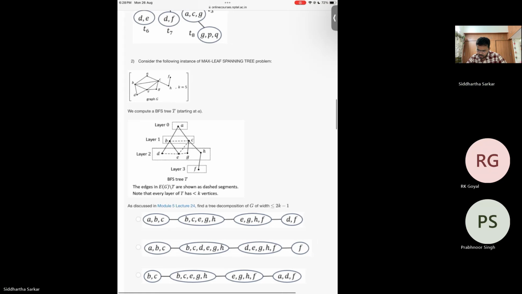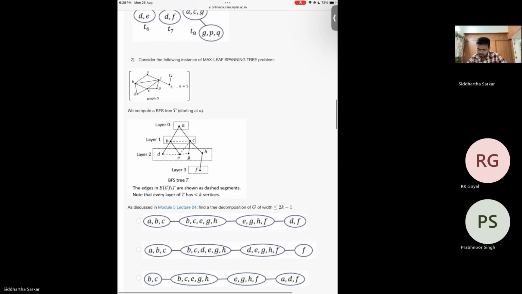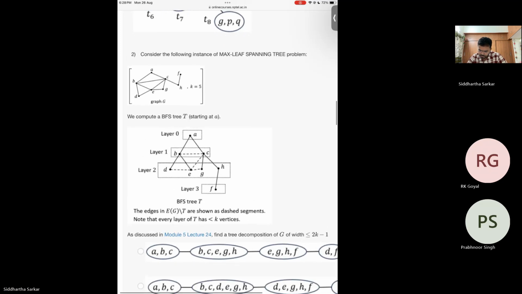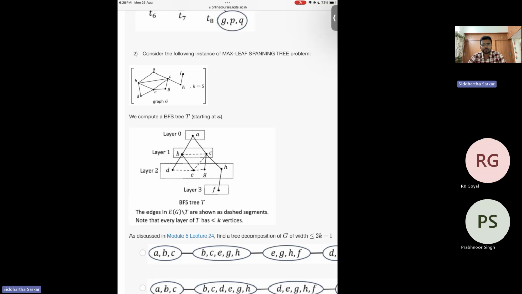So let's move to the next question. This is a problem called the max leaf spanning tree problem. So you are given this graph G, and there is an integer K, which is 5 in this case. So the question is: is it possible to find a spanning tree in this graph having at least 5 leaves?